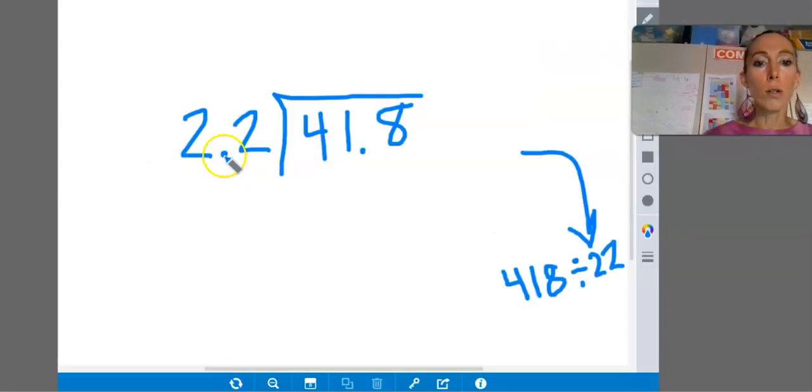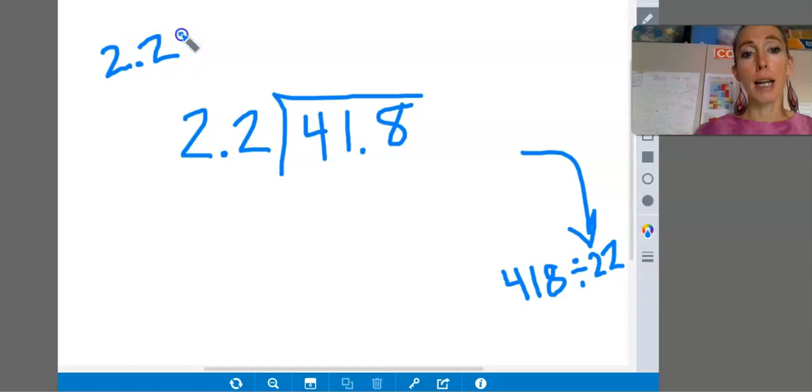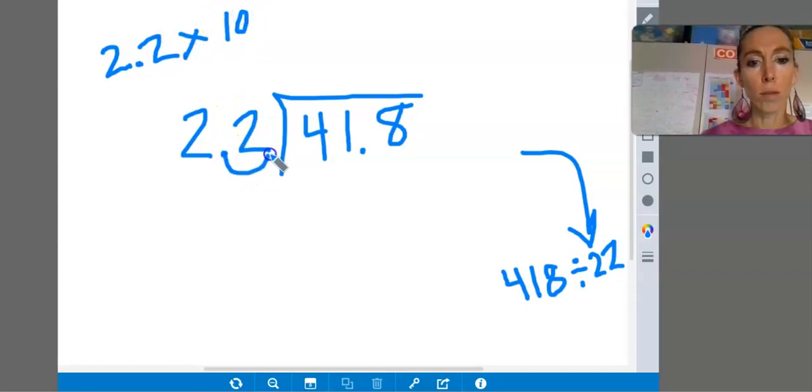So I'm going to move that decimal. And mathematically, how can I do that? By multiplying this number by, if I wanted to move it over one time, by 10. So I moved that over. I multiplied it by 10.